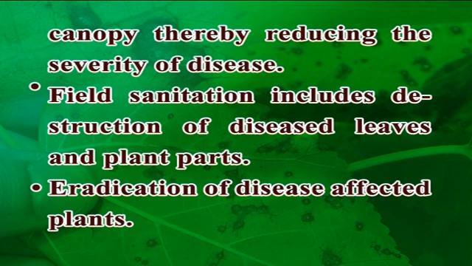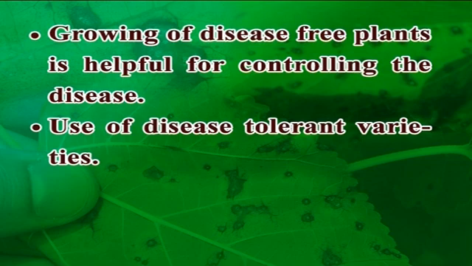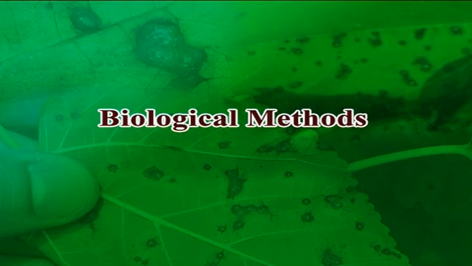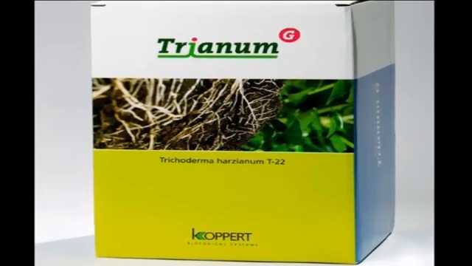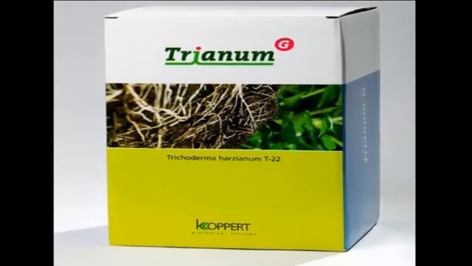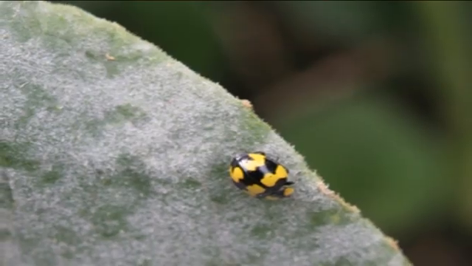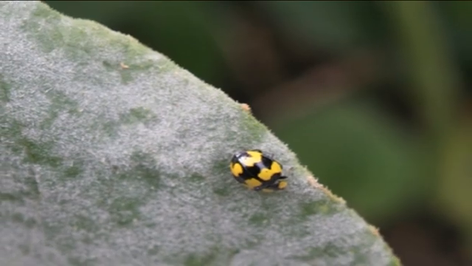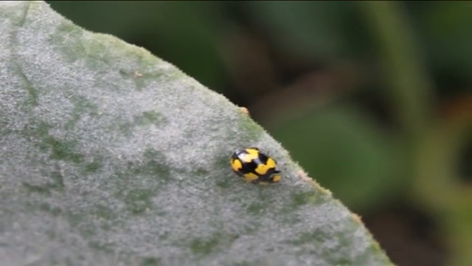Field sanitation includes destruction of diseased leaves and plant parts, and eradication of disease-affected plants. Growing of disease-free plants is helpful for controlling the disease. Use of disease-tolerant varieties. Biological methods. The powdery mildew disease can be controlled by Trichoderma harzianum. Yellow ladybird beetle is used to control the powdery mildew disease.